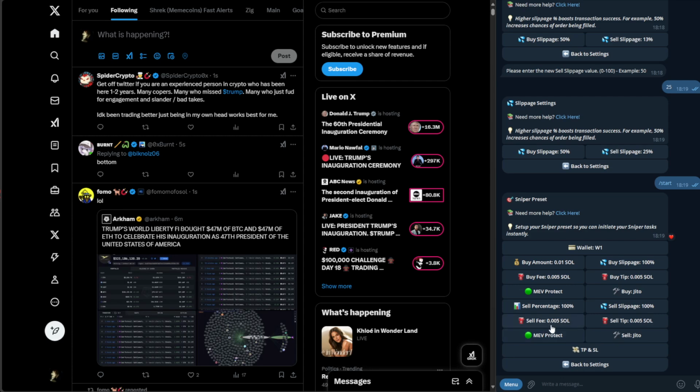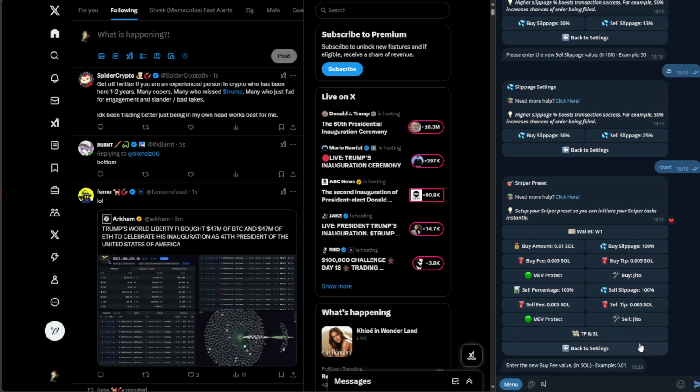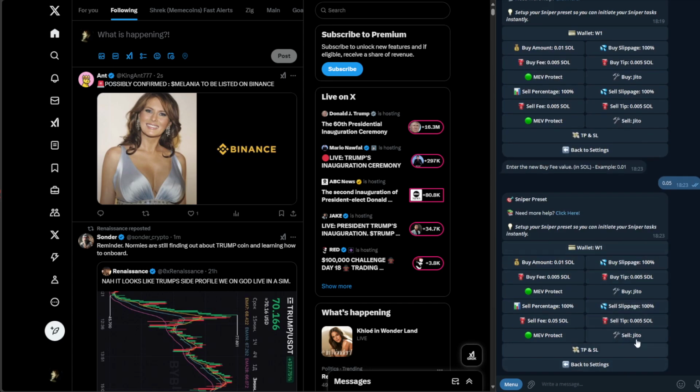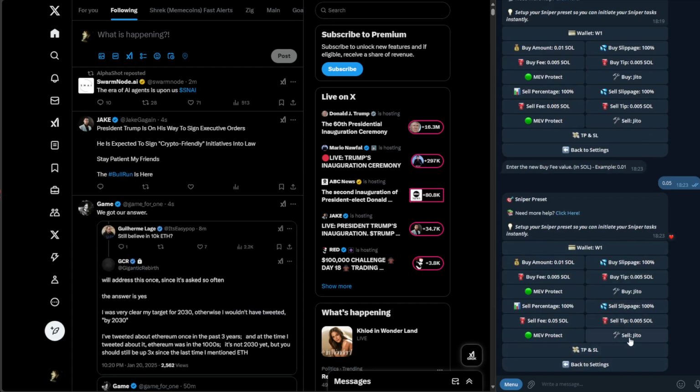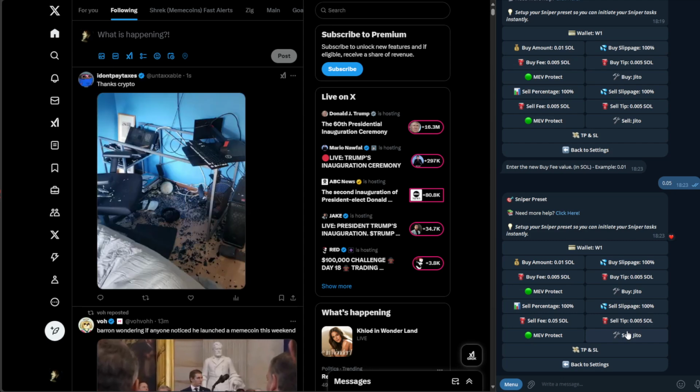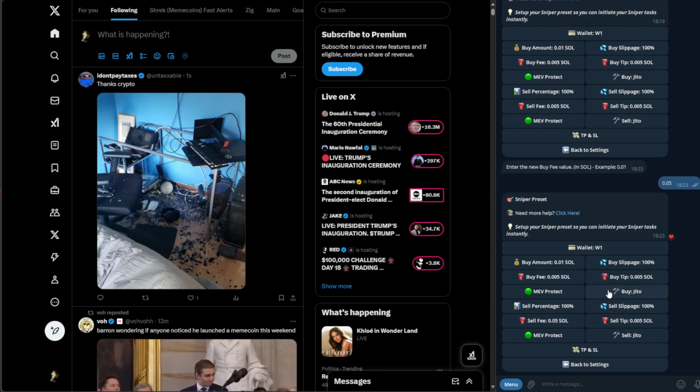Sorry, 0.05 SOL or 0.005 SOL. It depends on which one you want to use, honestly. It depends on how large your transaction is, but anywhere in between there. When you're sniping a token, you're probably gonna be sniping with a large amount and you want to get your fill quick.